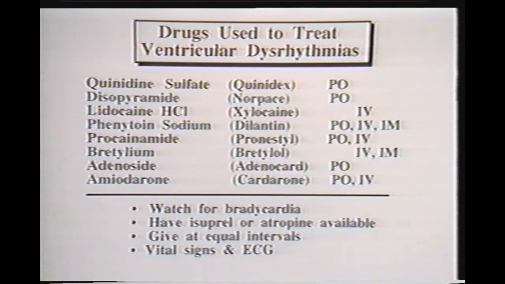So if we were to summarize the nursing care, or particularly the observation for side effects, we'd say watch for bradycardia, give it at equal intervals, and monitor blood pressure as well as pulse rate. You might want to have the antidotes, actually they aren't technically antidotes, but drugs to combat a slow heart rate, drugs like isoproterenol and atropine, available when administering these medications.